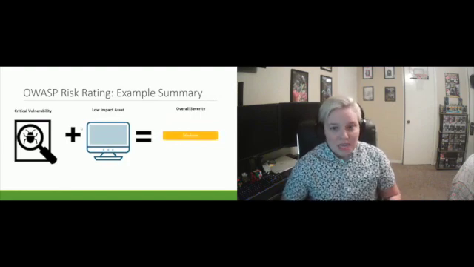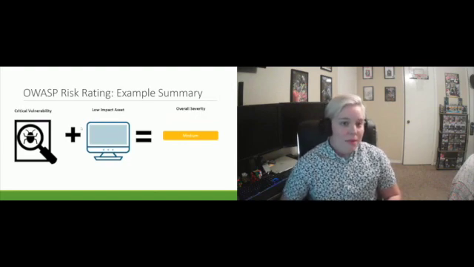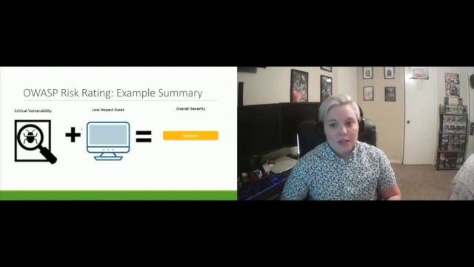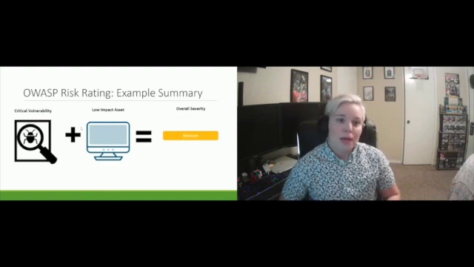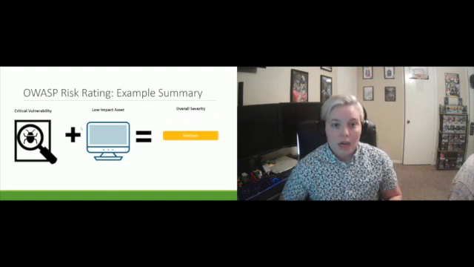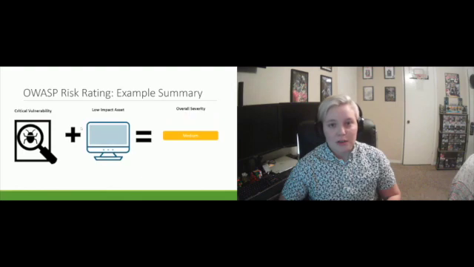Now, this doesn't mean that the vulnerability shouldn't be patched. All it means is that there may be other vulnerabilities out there that are more likely to impact your business in particular that you may want to address first. So this is where it can really help you with your prioritization and making sure that you're addressing vulnerabilities that are most likely to impact you.